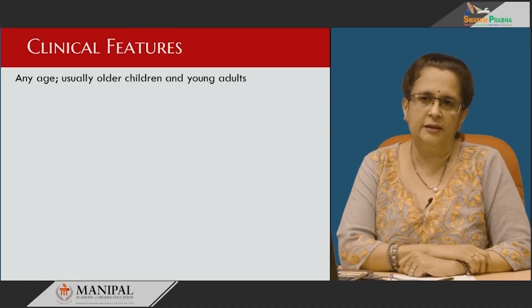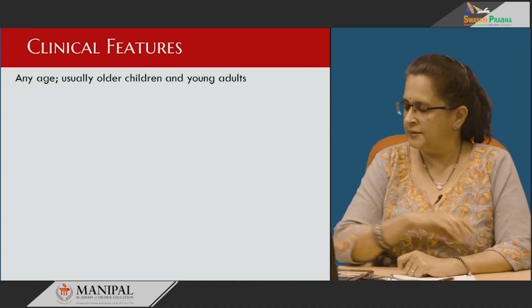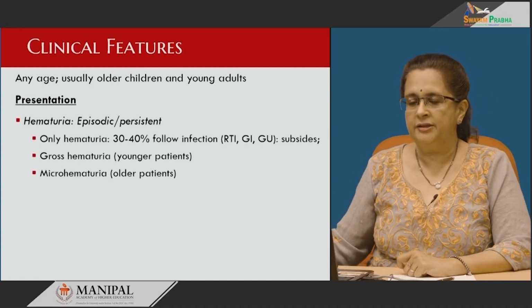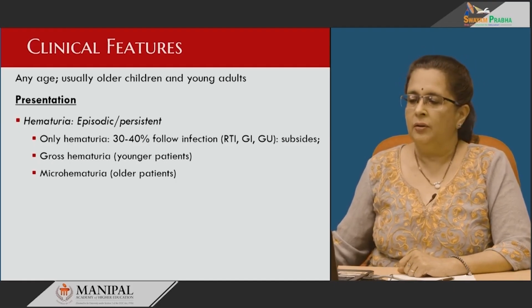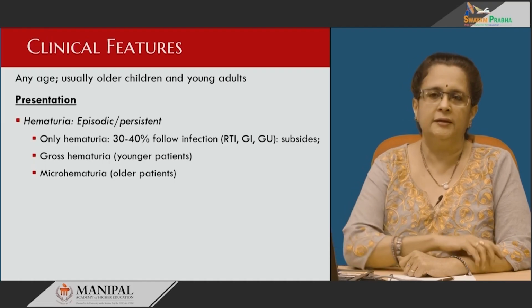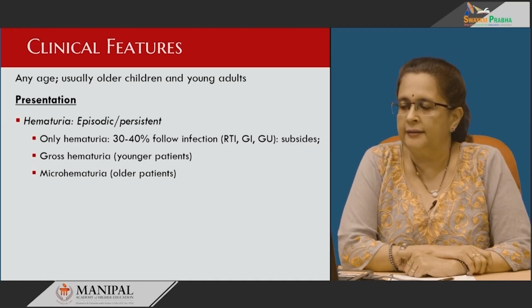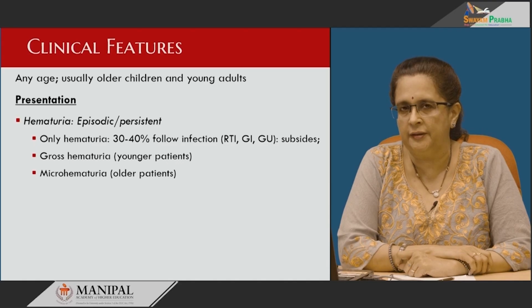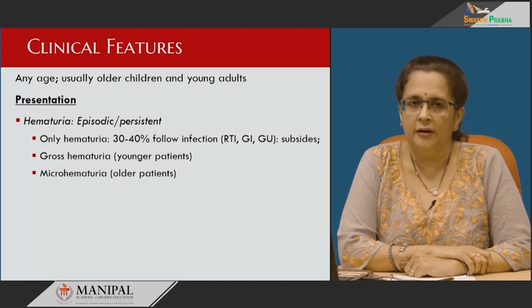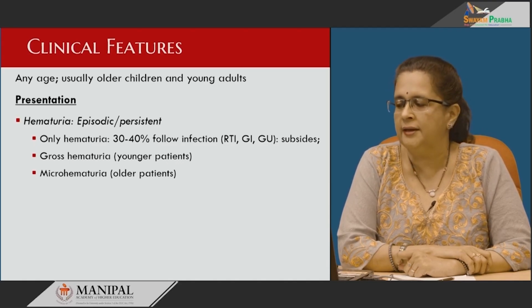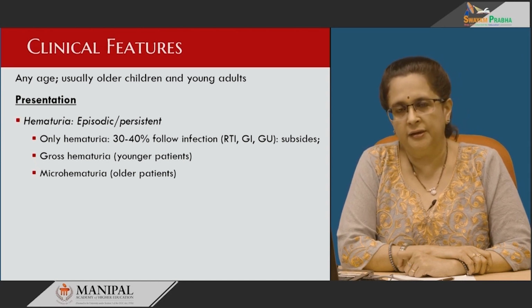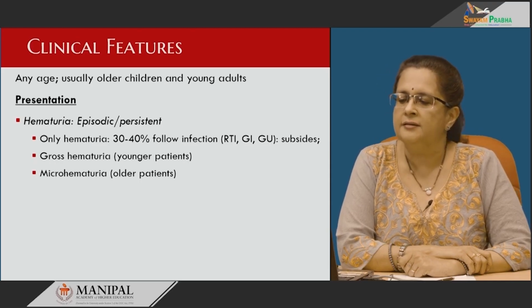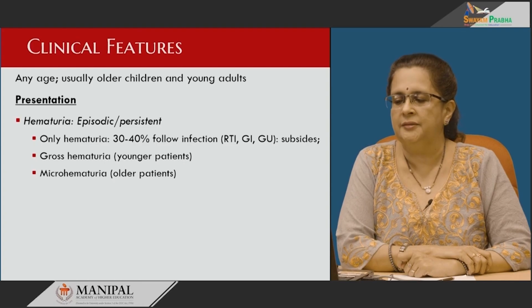Clinically, it usually affects older children and young adults. Then presentation is as hematuria, which is episodic or persistent. Only hematuria is seen in 30 to 40% of the patients, and this follows a particular infection, maybe respiratory tract infection or involving the gastrointestinal tract or the genitourinary tract. Then this microhematuria is in episodes, meaning it subsides and then recurs, subsides and then recurs. So, episodic hematuria is typical.